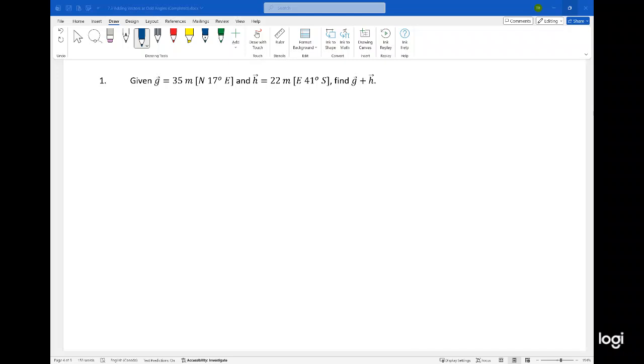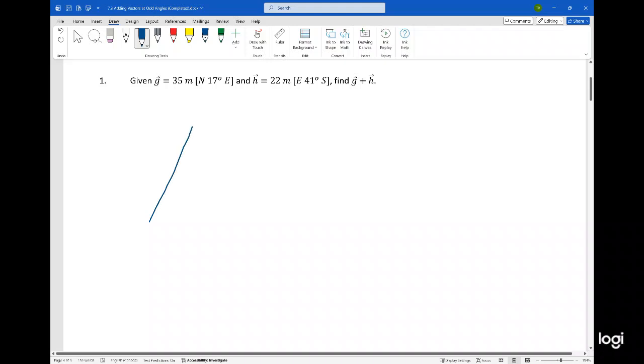Anyway, our first one, we have G is 35 meters north 17 degrees east. And H is 22 meters, a little bit shorter, east 41 degrees south. So our first one's mostly north, a little east, and then mostly east, a little south. So I'm going to draw them so they look kind of like this. And I'm going to draw them relatively large so that it's not too hard to see what's going on. And this one here is going to be 35. And the angle there is going to be 17 degrees.